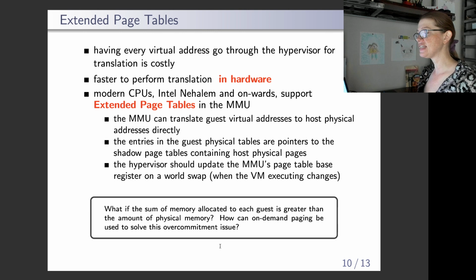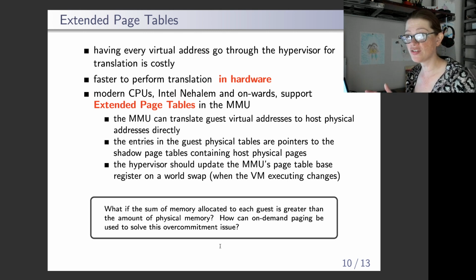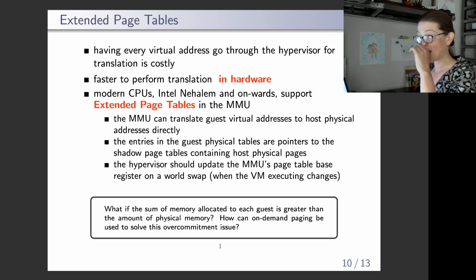And what's interesting is that when there's a context switch on the MMU, you have to change the page table pointer to point to the new process's page table. Well, now the MMU has to do what's known as a world swap. So the extended page tables, the pointer to the shadow page table, when we are swapping between doing translations from one VM to another VM, we have to update that shadow page table register.